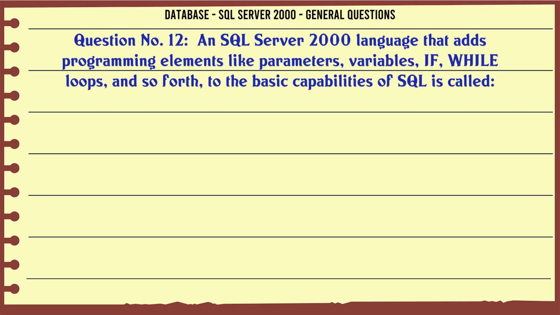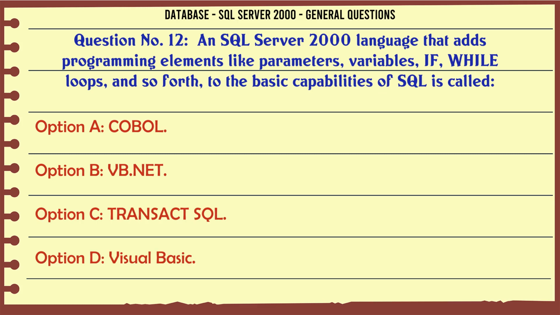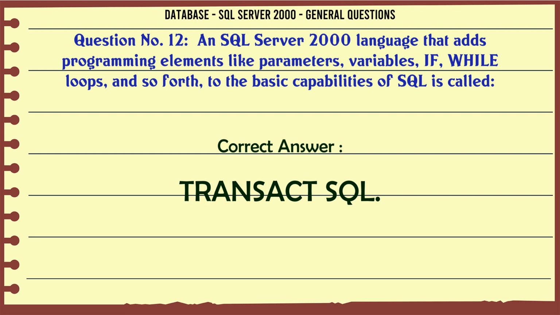An SQL Server 2000 language that adds programming elements like parameters, variables, if-while loops, and so forth to the basic capabilities of SQL is called A. COBOL. B. VB.NET. C. Transact SQL. D. Visual Basic. The correct answer is Transact SQL.